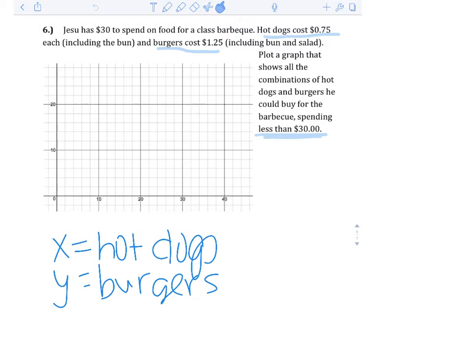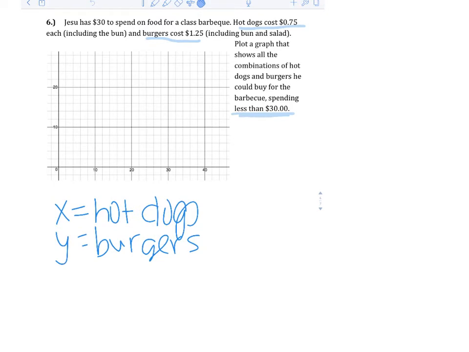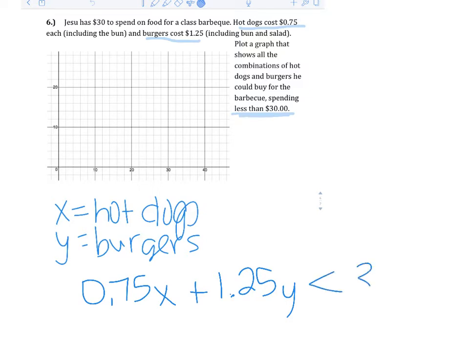Similar to the previous problem, we are going to take the cost. We know that hot dogs are 75 cents, so we're going to take 0.75 times x, because we don't know how many hot dogs there are. We're going to add in our $1.25 y. y is our burgers. Again, we don't know the number, but we know each one is $1.25. And he needs to spend less than $30, so we use the less than symbol, because we want his amount to be less than 30.